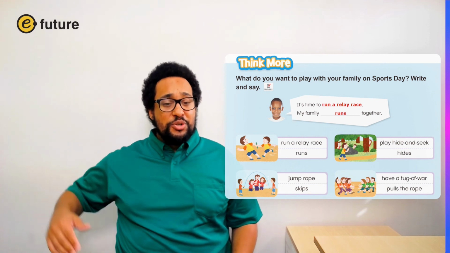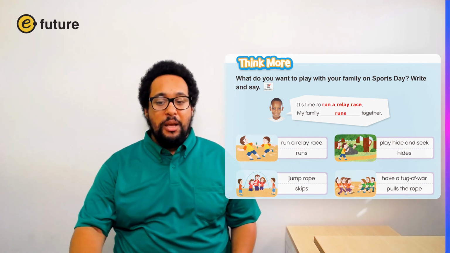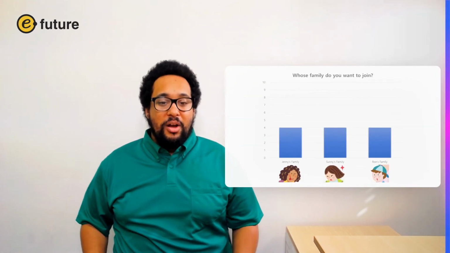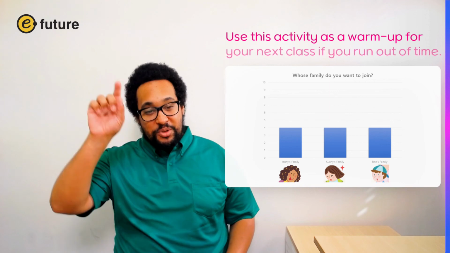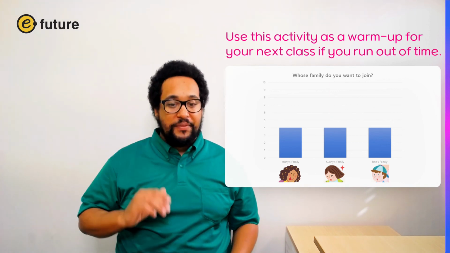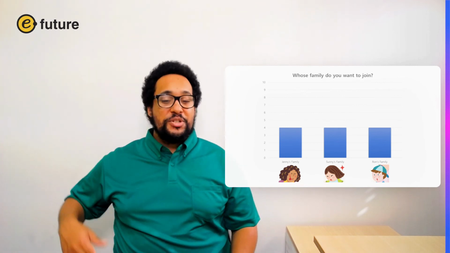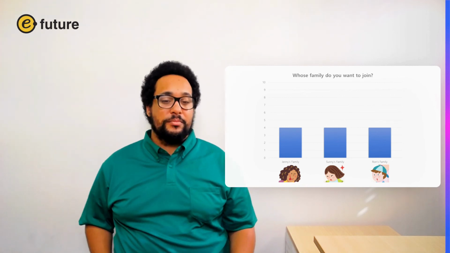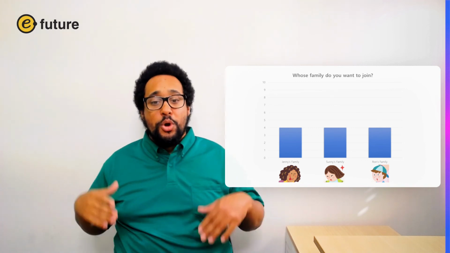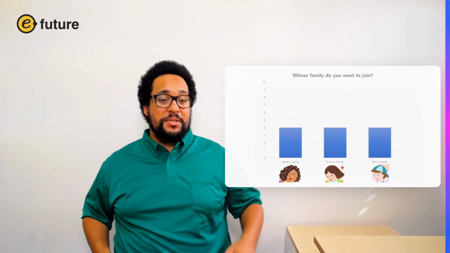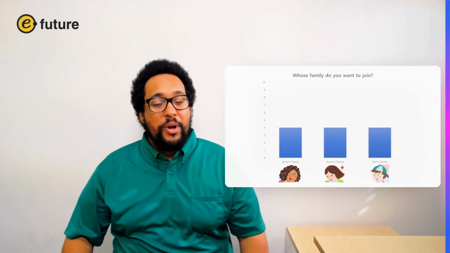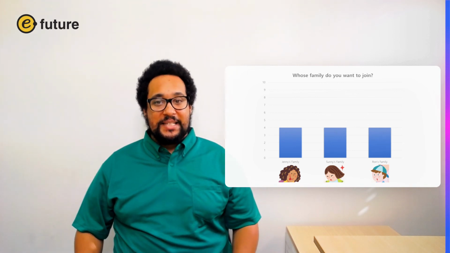Well, raise your hand if you wanted to be part of Jenny's family. Okay. I will count up how many people wanted to be in that family, and we'll make a quick graph together. Raise your hand if you wanted to be in Sunny's family. And raise your hand if you wanted to be in Ron's family. Which family grew the most? Very good. So, we are finished for today's class.